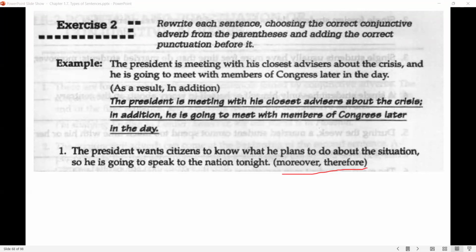Look at the example. The president is meeting with his closest advisors about the crisis and is going to meet the members of Congress later in the day. Then here you have as a result and in addition. So instead of and, I'm going to use in addition, of course, right? So they have the same meaning. The president is meeting with his closest advisors about the crisis. In addition, he's going to meet with members of Congress later in the day. So I want you to find the coordinating conjunction and then use a conjunctive adverb instead with the same meaning.